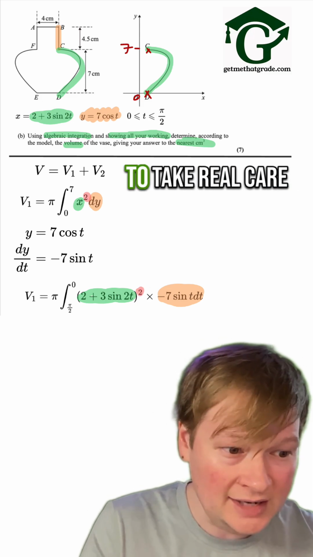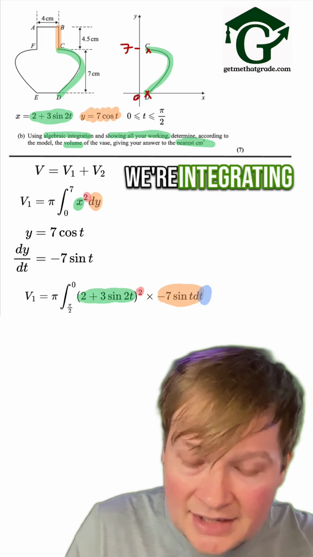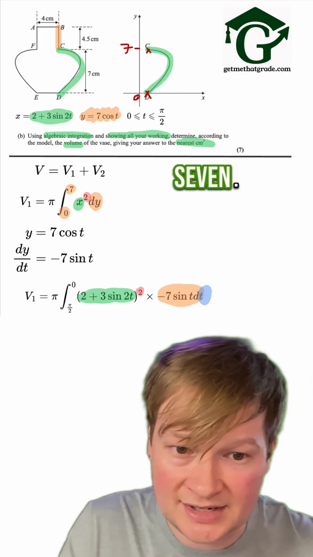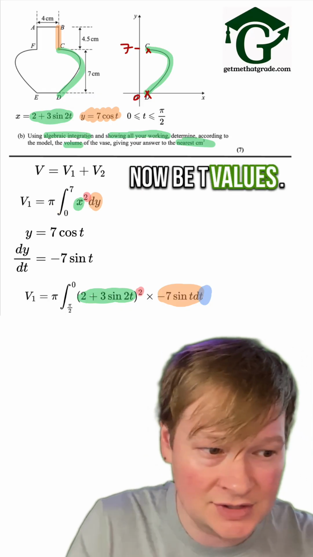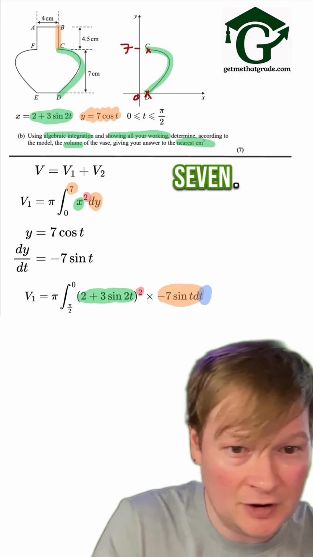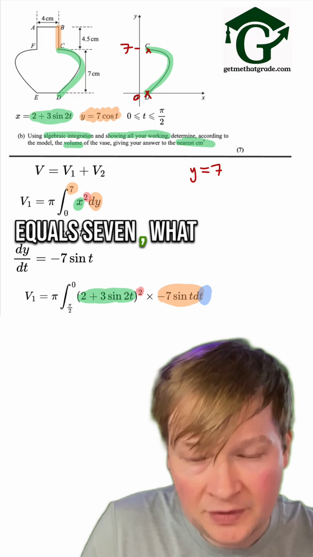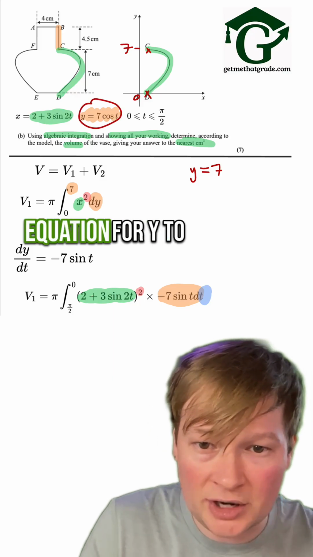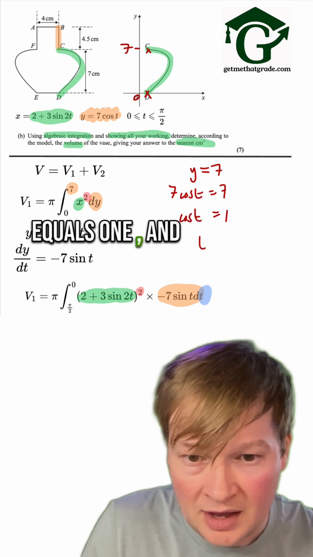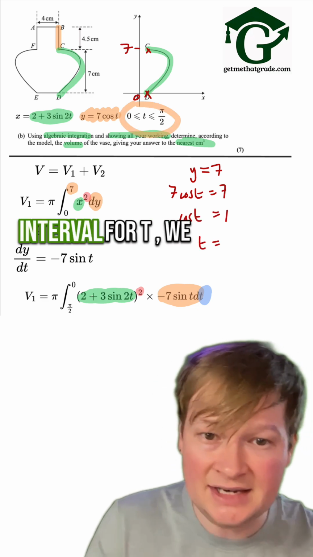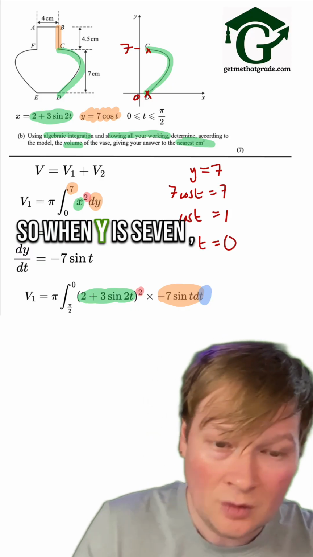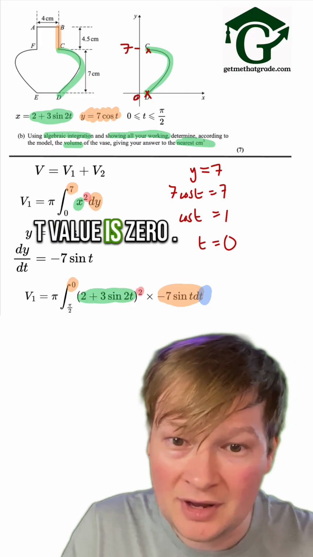Now, one other thing that we need to take real care about is that now we're integrating with respect to t, the limits are no longer y values, 0 and 7. The limits must now be t values. So I need to know what is the t value that corresponds to the upper limit, 7. So when y equals 7, what does t equal? Well, I can use this equation for y to say 7 cos t equals 7. Therefore, cos t equals 1. And therefore, applying arccos on this interval for t, we end up with t equals 0. So when y is 7, the corresponding t value is 0.